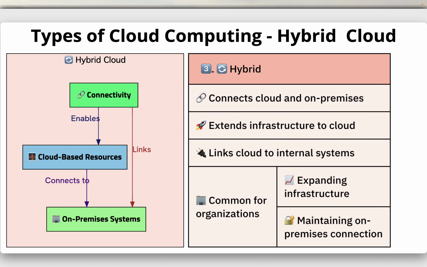Then thirdly, we have hybrid cloud, which connects cloud-based resources with on-premises infrastructure, extending an organization's infrastructure into the cloud and linking cloud resources to internal systems. Hybrid deployments are common for organizations looking to expand their infrastructure while maintaining a connection to on-premises resources.